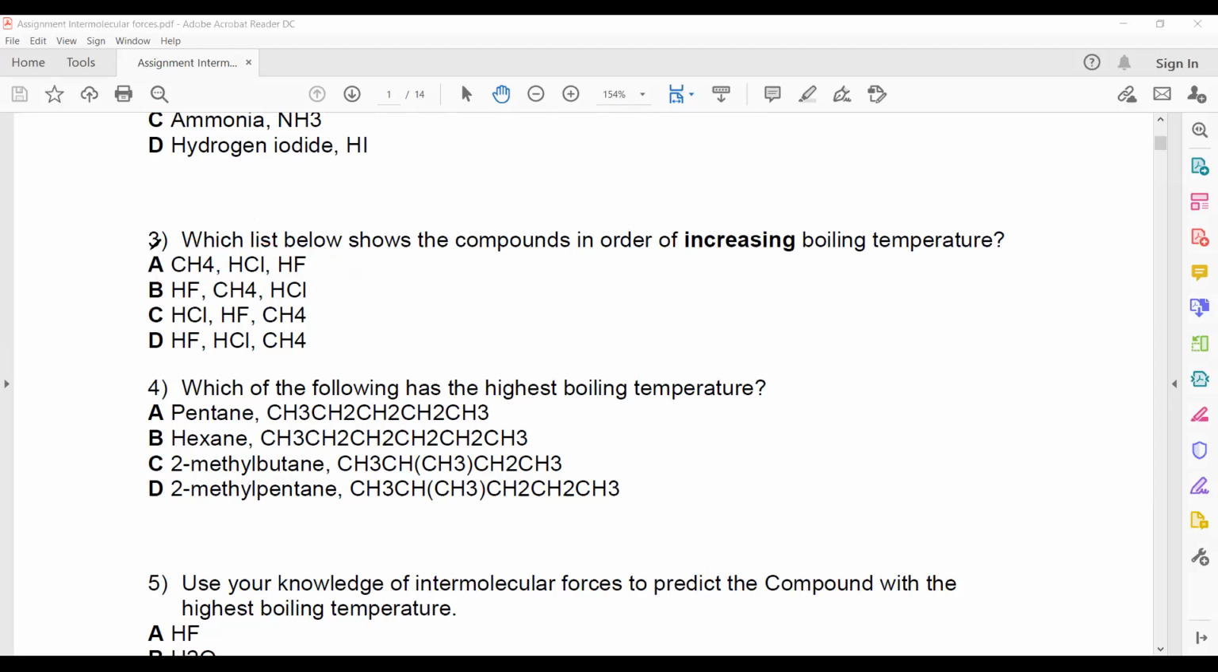Why not B? HF will have the highest, then CH4. So that's wrong. HCl, then HF, and then CH4. So it increases and then decreases. Then HF highest, then HCl, and then CH4. So it is decreasing, but we want increasing order. That's why A is the right answer.